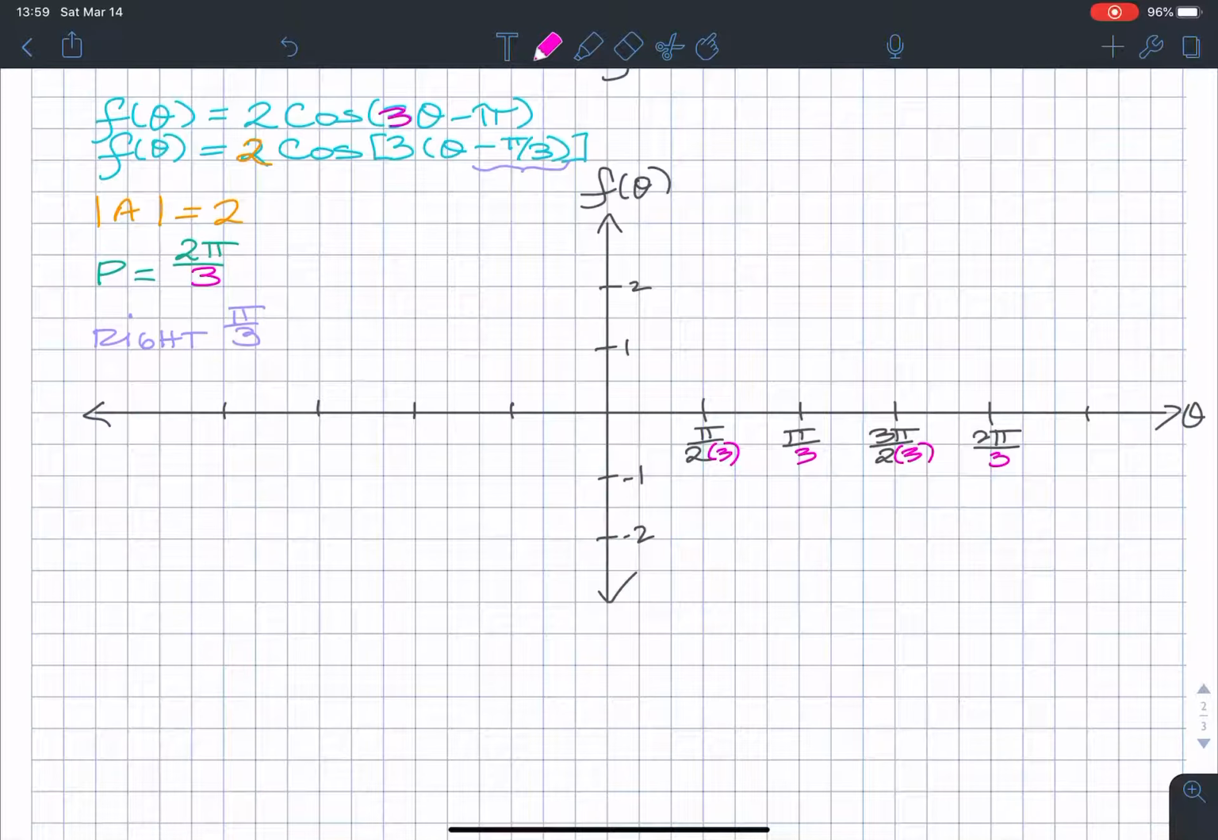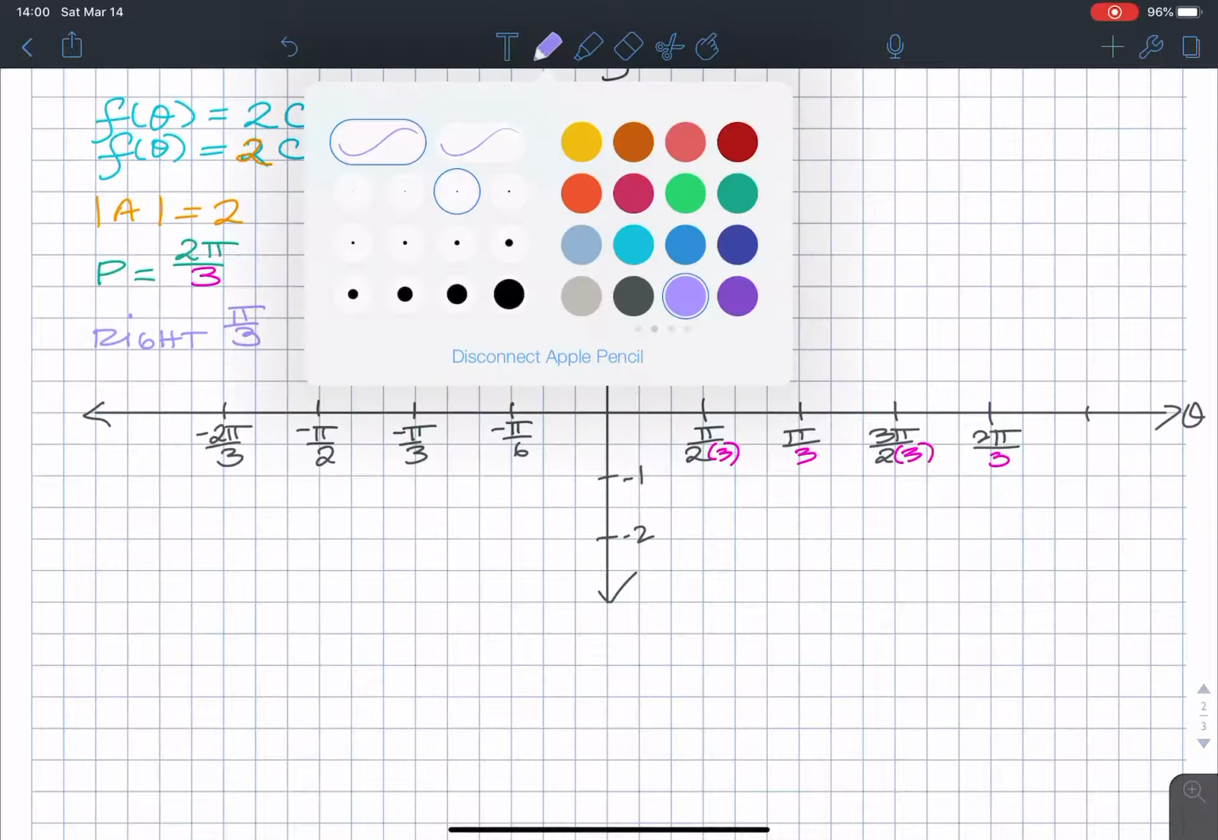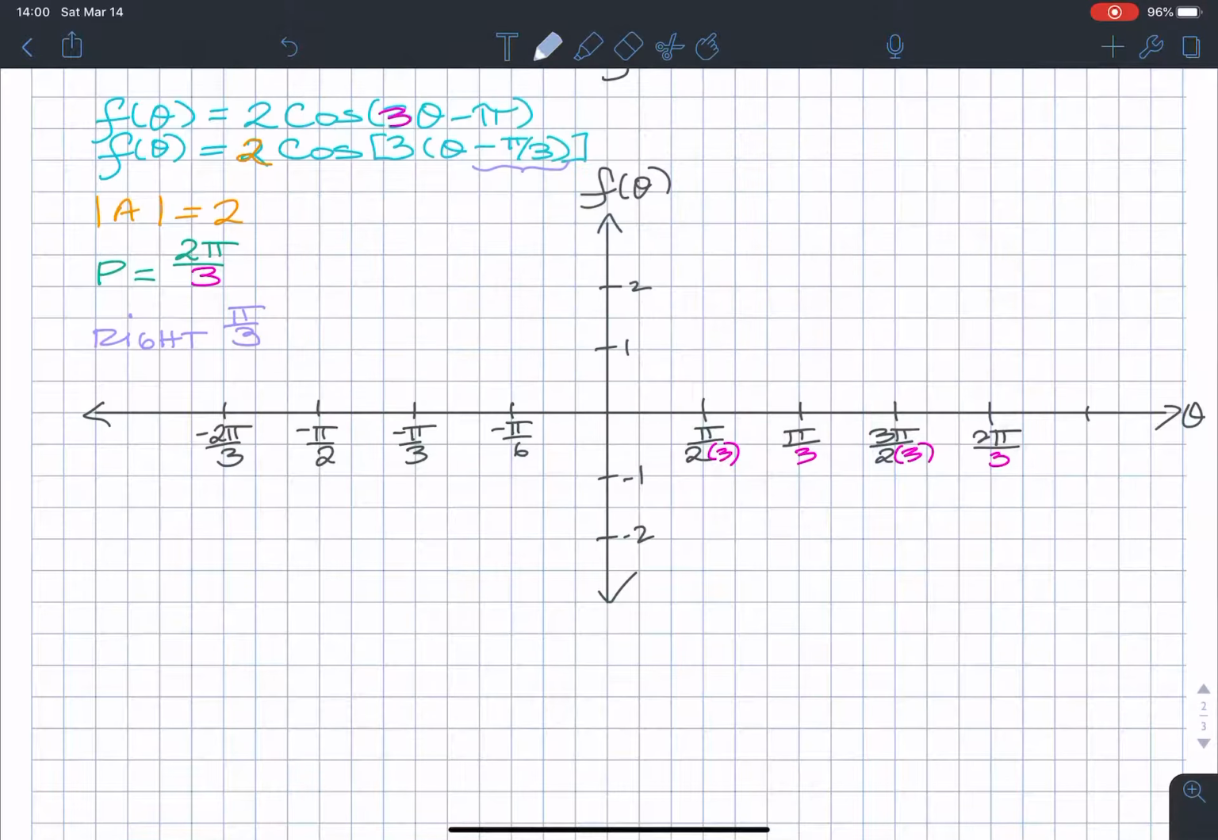So this corresponds to negative pi over 6, negative pi over 3, negative pi over 2, and negative 2 pi over 3. So notice that I'm going right pi over 3 units. So everything's going to go right 2 quadrants, because 2 quadrants corresponds to pi over 3.